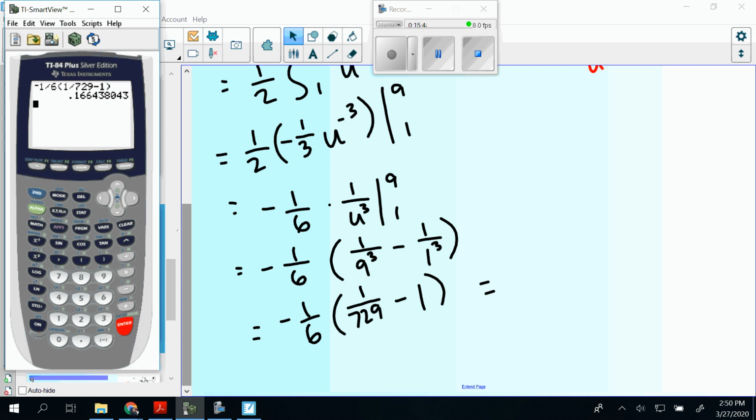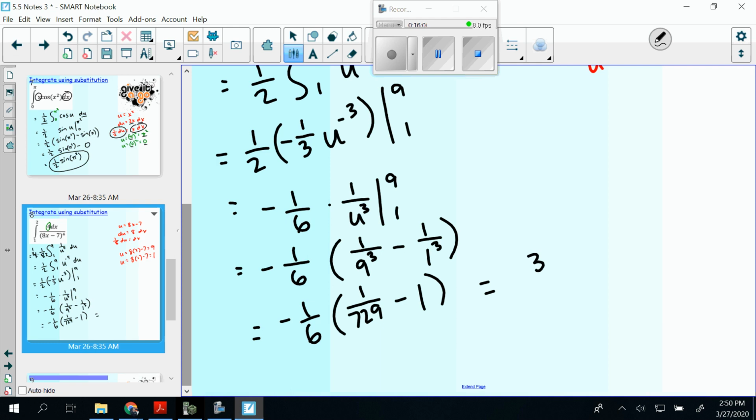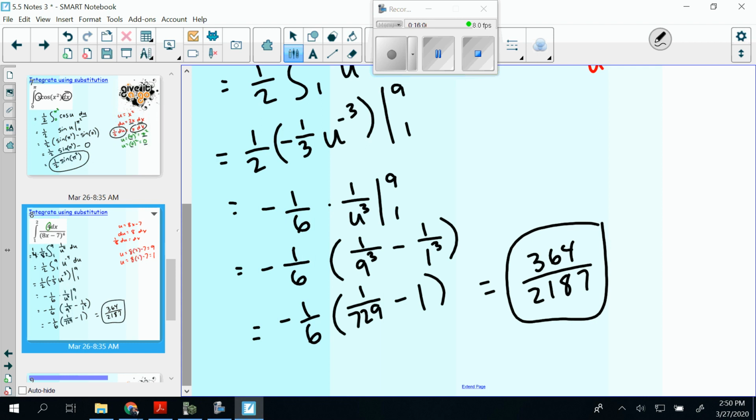But to change it to a fraction, if you hit math, and then this first one here, fraction, and hit enter one more time, it'll change it to a fraction for you for an exact answer. So looks like the exact answer to this becomes 364 over 2,187. So that would be the exact area under that graph.